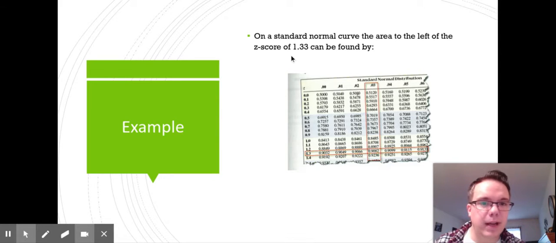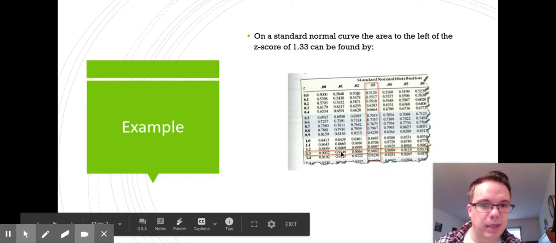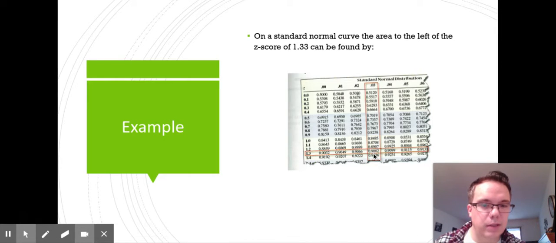So if we wanted to find our probability of being to the left of 1.33, or a value being less than 1.33 on a standard normal distribution curve, we're going to go to 1.3 because that's our first decimal. And then we're going to go over to 0.03 because that's my second decimal, making it 1.33. And so our probability there is 0.9082. So the area under the curve, the proportion of that, is 0.9082 or 90.82%.